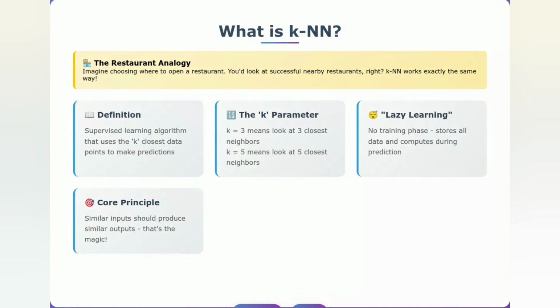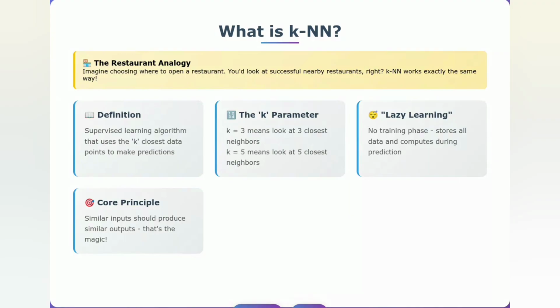The K in KNN represents the number of neighbors we consider. If K equals 3, we look at the 3 closest data points. If K equals 5, we look at the 5 closest points, and so on. It's called a lazy learning algorithm because it doesn't build a model during training. Instead, it stores all the data and does the computation when you ask for a prediction.